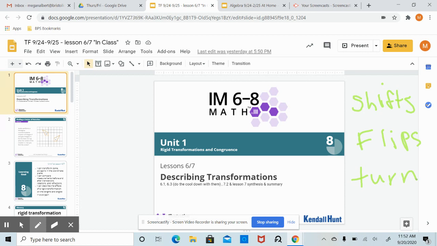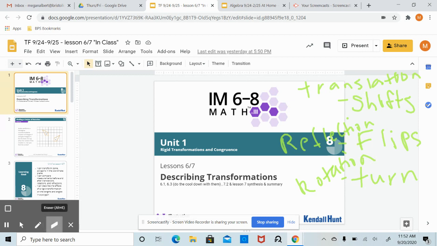So we want to make sure that we're trying to use those technical terms. So again, a shift is a translation. A flip is a reflection. And a turn is a rotation. So we want to make sure we're using those fancier terms, those mathematical terms, when we're talking about our transformations. So today we're going to describe a little bit how shapes are getting from one place to the other.